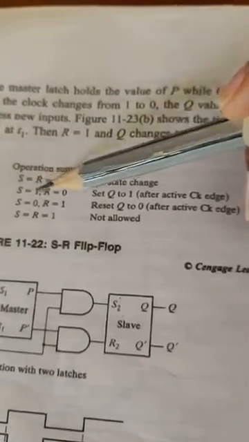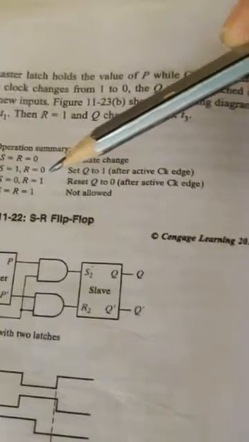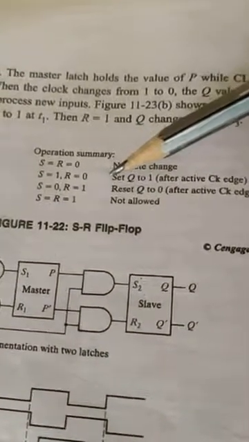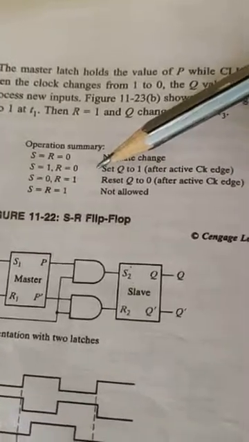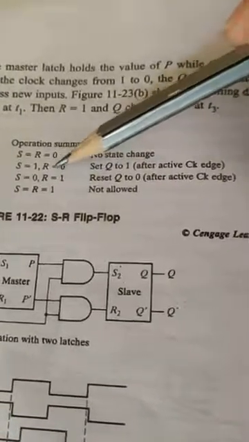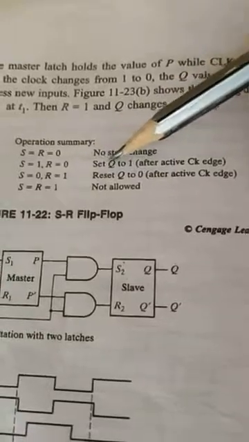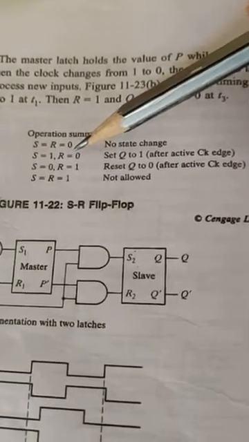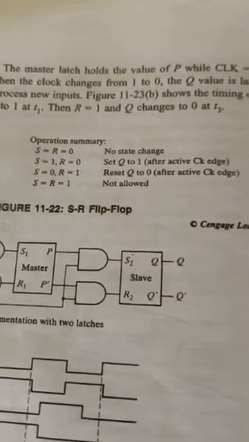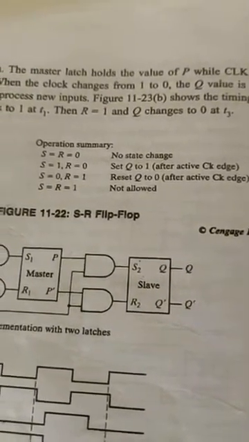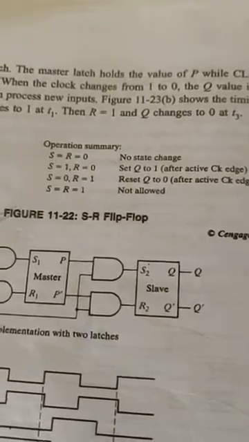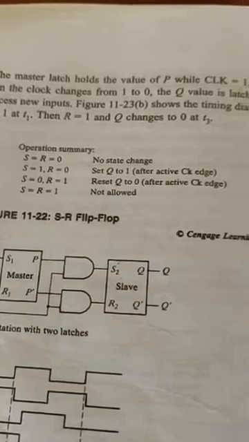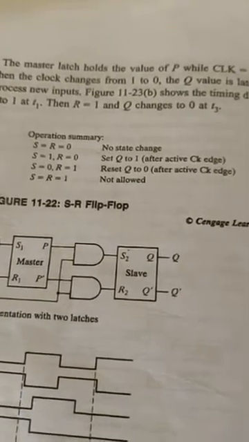When S is equal to 1, R is equal to 0, no matter whatever the present state might be, it might be 0 or it might be 1, present state refers to Q, the next state will be the set state, meaning it will change to 1. I'm talking about the combination. Whenever S is equal to 1, R is equal to 0, it is called a set state. The output will change to 1. If the previous state is 1, it will remain 1. If the previous state is 0, it will change to 1.